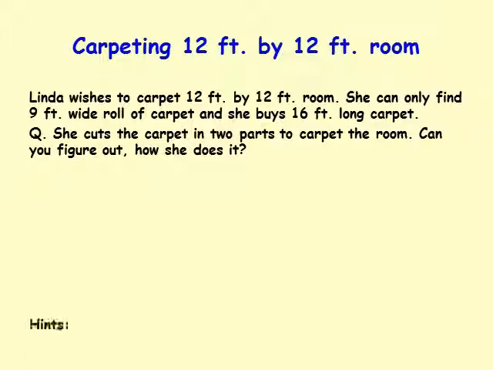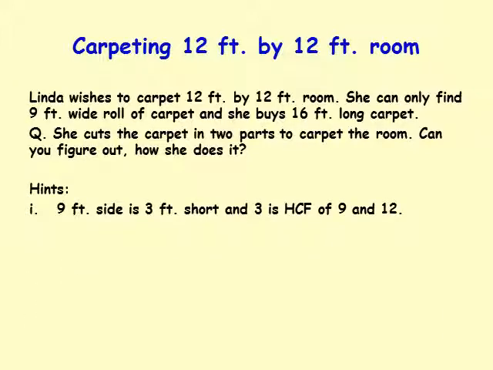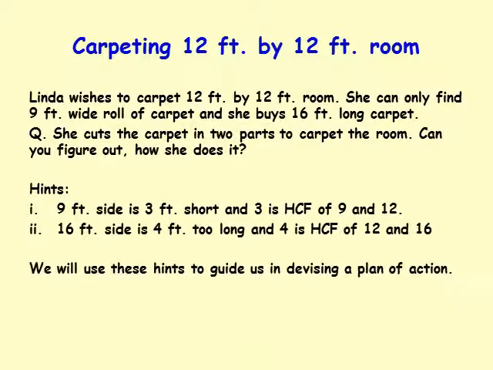Let's continue from here. Hints. The 9 feet side is 3 feet short, and 3 is the HCF of 9 and 12. The 16 feet side is 4 feet too long, and 4 is the HCF of 12 and 16. So we need to use those 2 facts here. We'll use these 2 hints to guide us in devising a plan of action. We know we will use a 3 and a 4, which are HCFs.